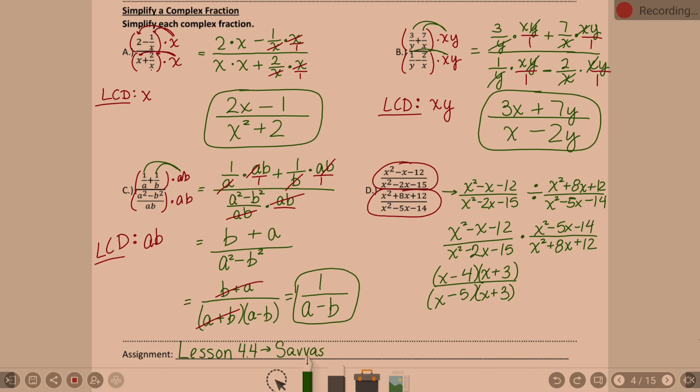Other fraction, x squared minus 5x minus 14. X and x, multiplying to be negative 14, adding to be negative 5. Negative 7, positive 2. And x squared plus 8x plus 12. X and x, multiplying to be 12, adding to be 8. 6 and 2.